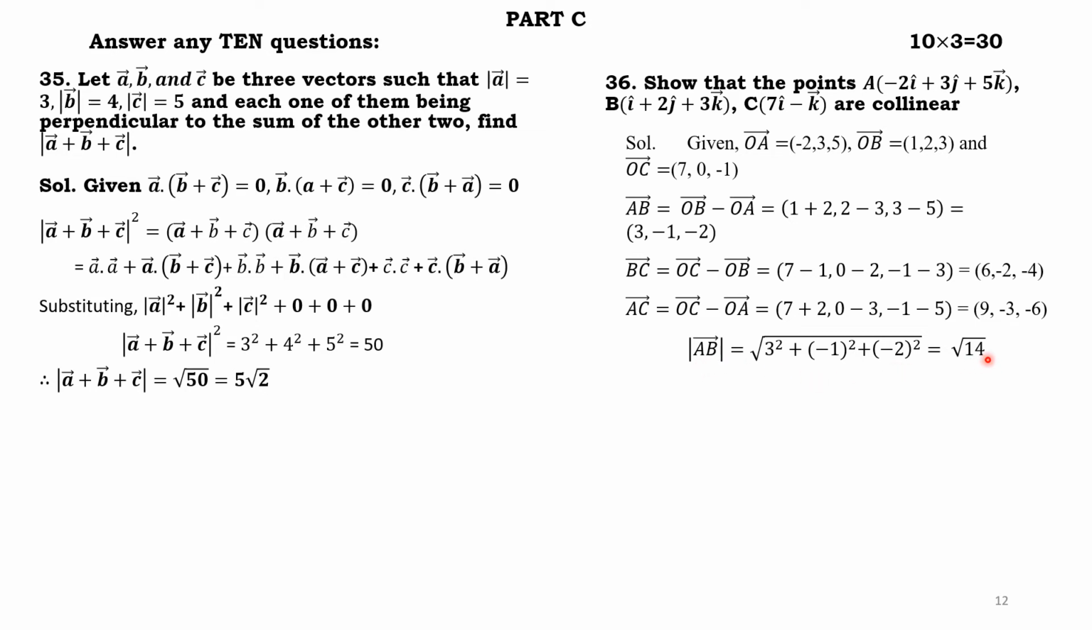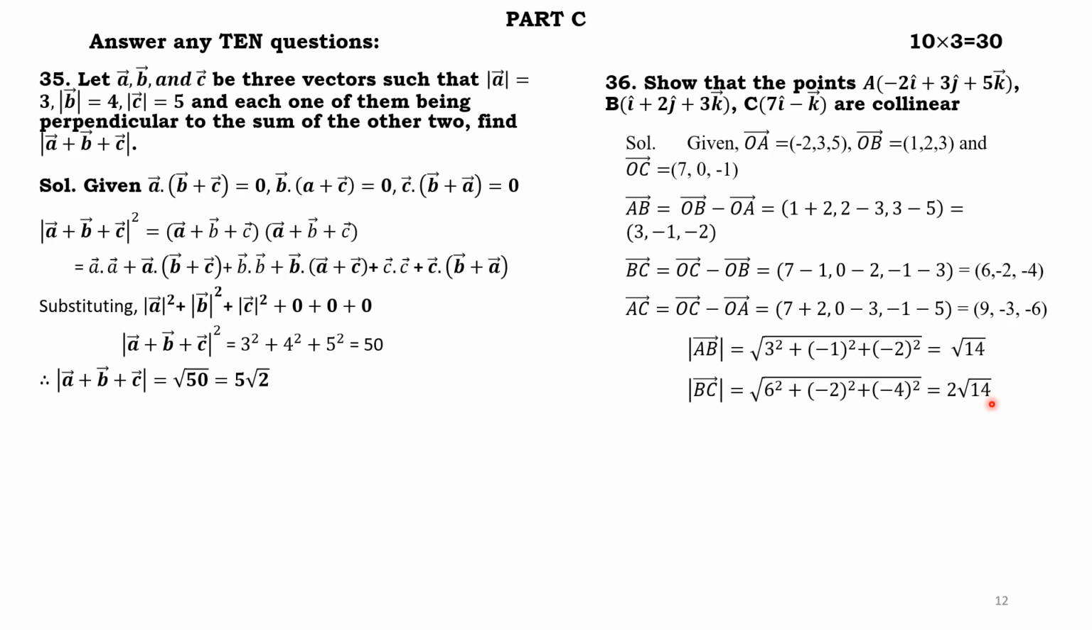Next step is to find mod of BC. Therefore, mod of BC is equal to square root of 6 squared plus (minus 2) whole squared plus (minus 4) whole squared. Simplifying, that becomes 2 into square root of 14.